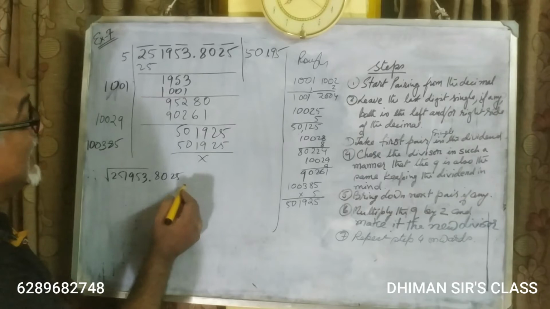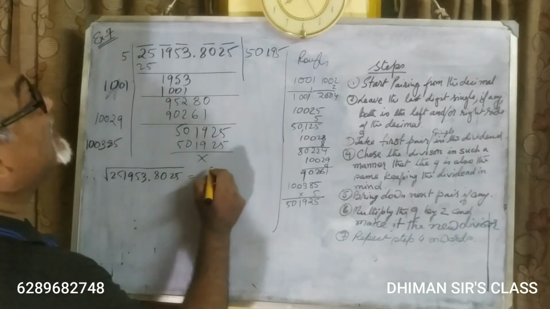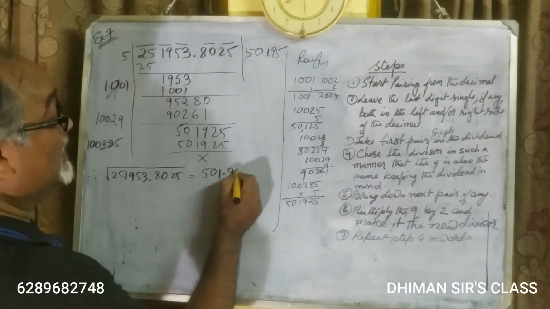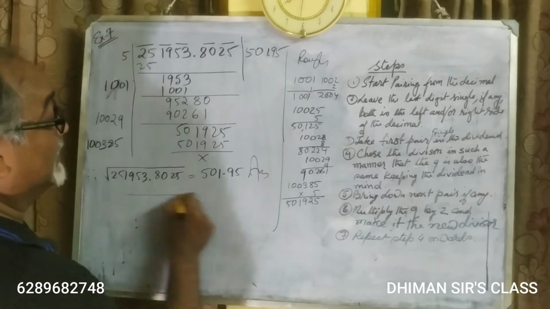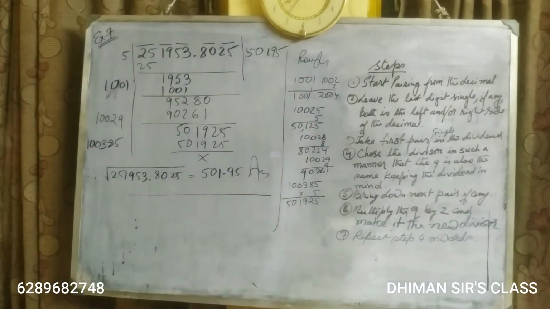It's raining outside. Continue the umbrella. Is equal to 501.95 is the answer. Okay, students, pause the video, copy it down. Let's move on to the next example.